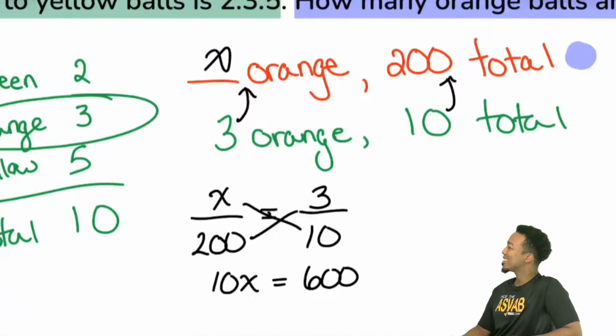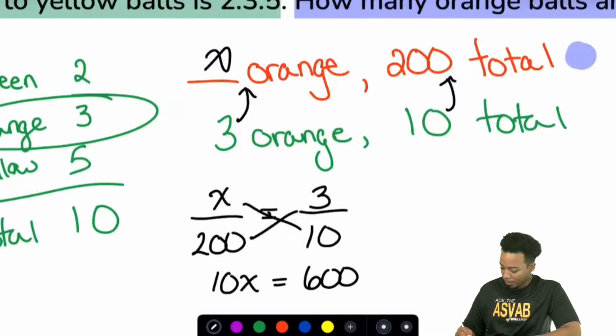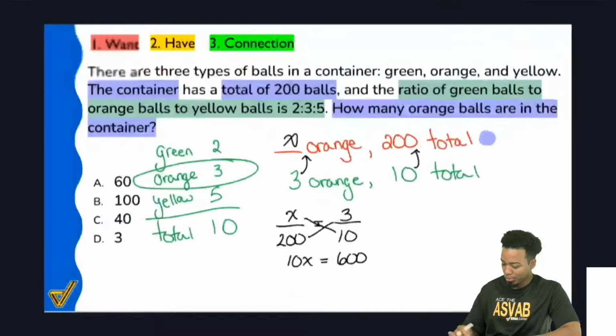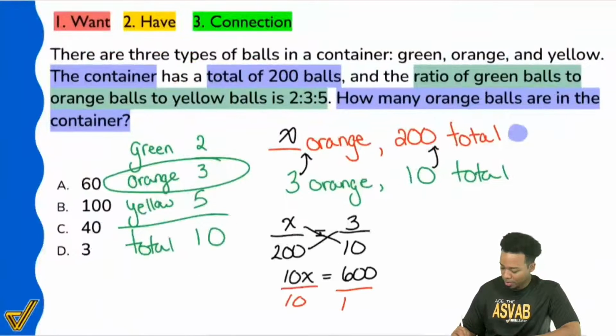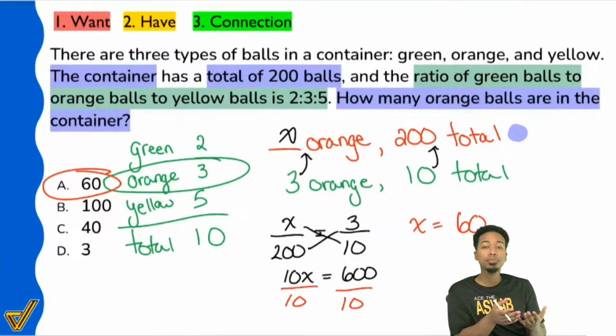So we have 10x equals 600. And then from there, when we divide both sides by 10, boom, we're in the clear. Divide both sides by 10, x equals 60. So 2 ways that we can get that fairly quickly and with a fair bit of confidence.